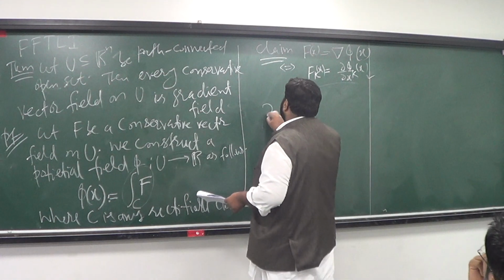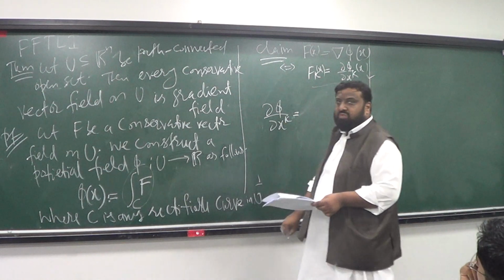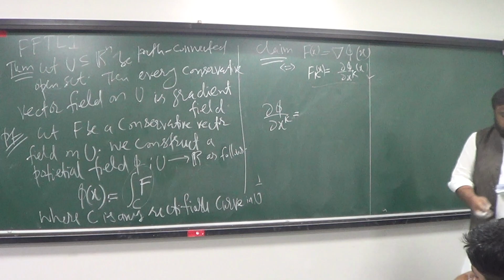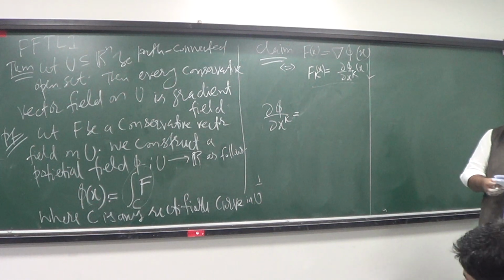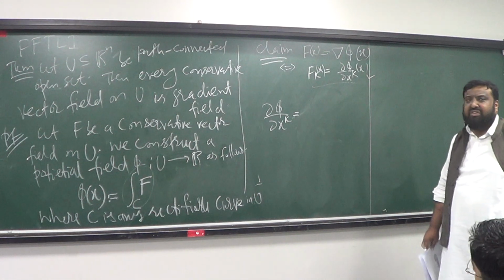So what should be the definition of partial phi by partial xk? Can you help me out? How can I define partial phi by partial xk? How do you compute a partial derivative of something? What is the definition of it?